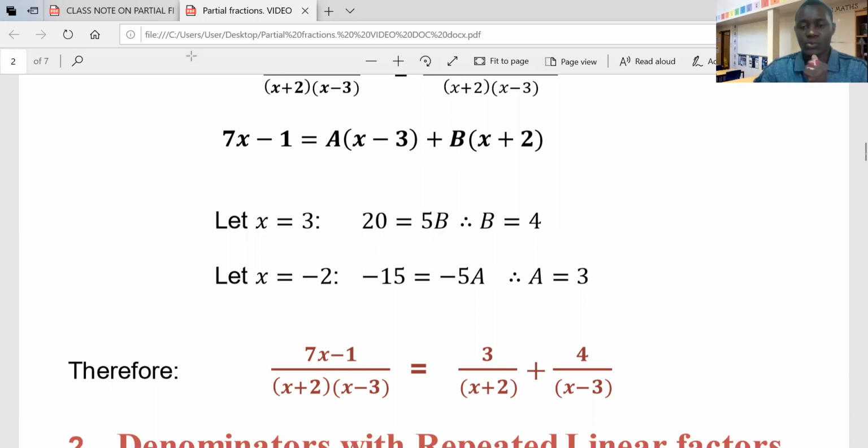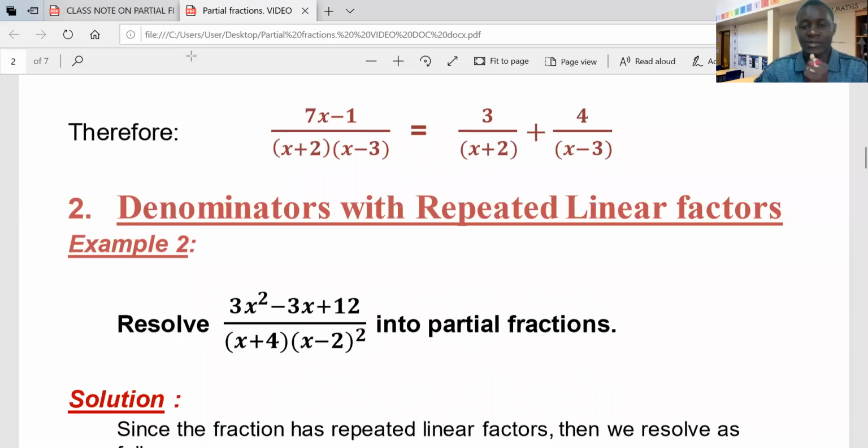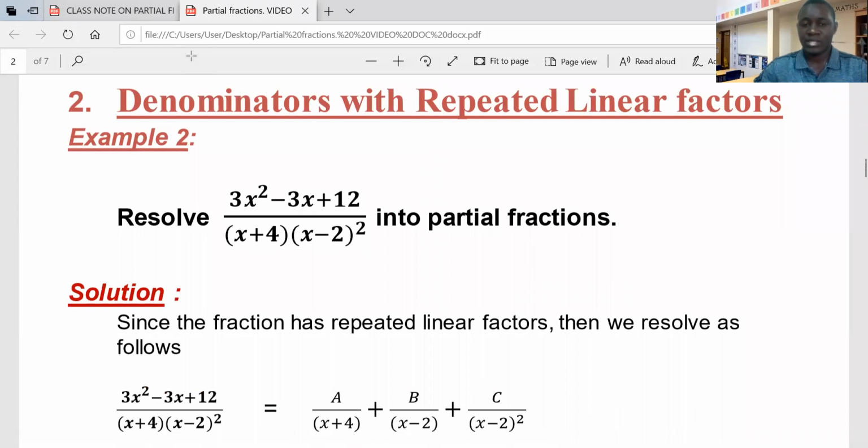Now, I really want to focus on this part of work today: denominators with repeated linear factors. How do we get this solved? We have the problem 3x squared minus 3x plus 12 over x plus 4 multiplied by x minus 2 squared. We have to resolve this into partial fractions. So how do we get this solved? We take the process right away.